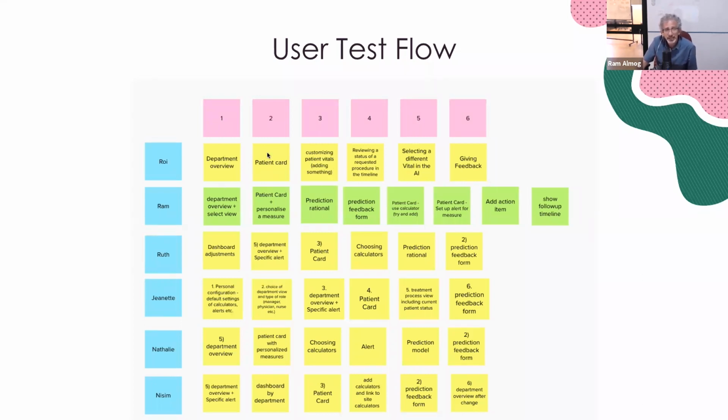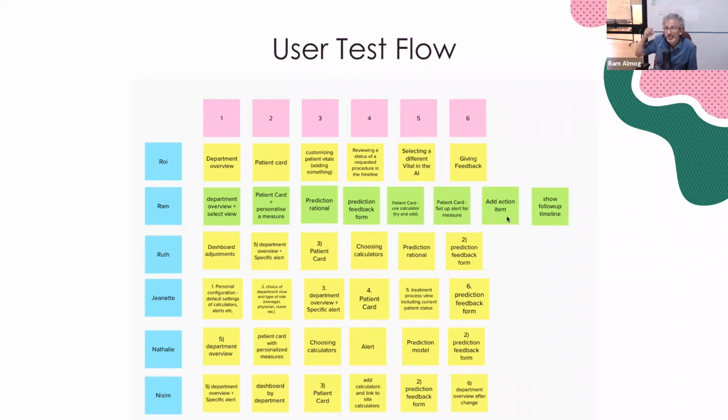And in this case, they just put it one after the other. And finally, we vote on that. And with the help of the decider, we come up with the flow. You can see that. So first we have the department overview, then patient card, then prediction rationale. We explain the rationale behind the prediction, a feedback form, and so forth. So these are really concrete steps.